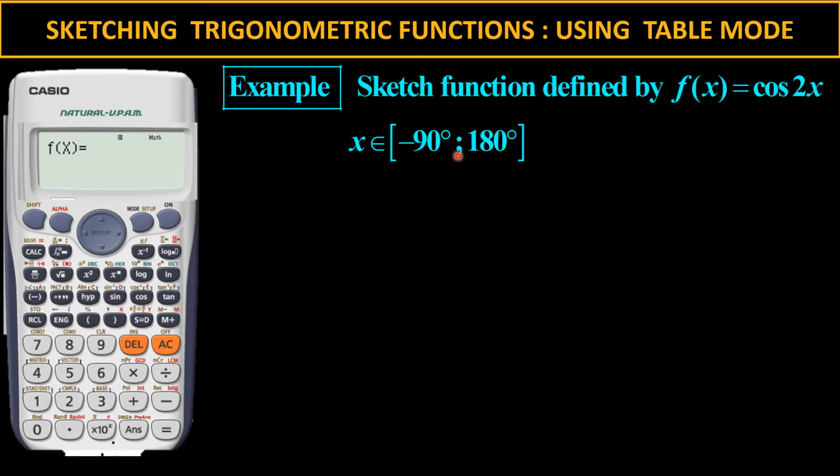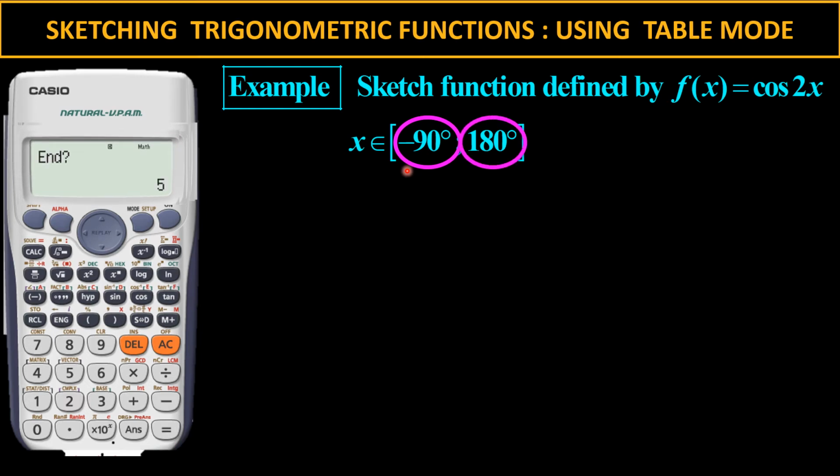Then you get f(x). If you get a g(x), just skip the g(x). So now you enter cos, and then 2x: we have to enter 2 and the x. You press the equal to save it. Now it asks you for the start, and your start here is negative 90. Press the equal, enter negative 90 and the equal. Then you get end, so that's 180. You register 180 and press the equal. It asks you for the steps.